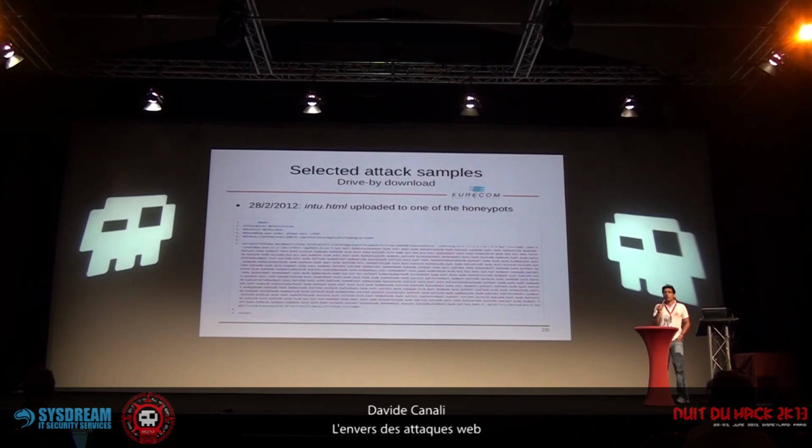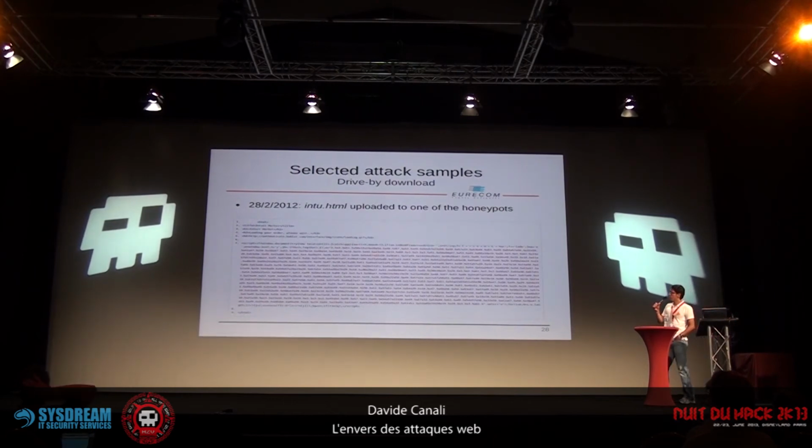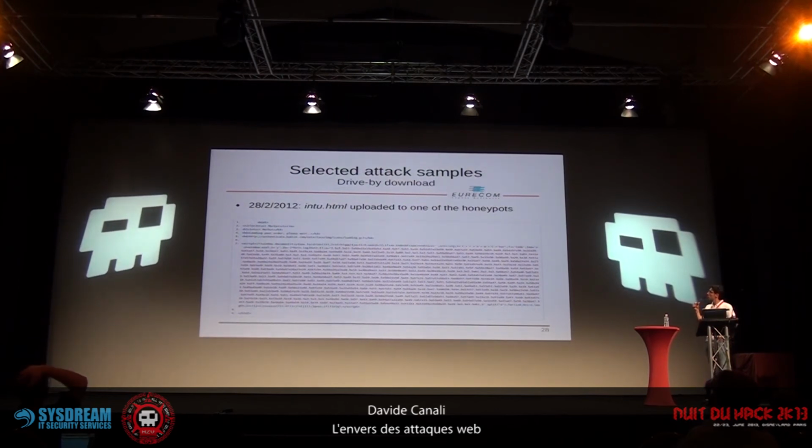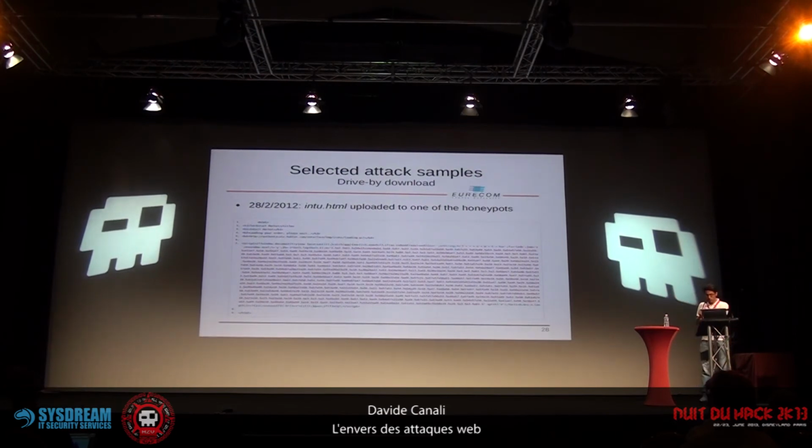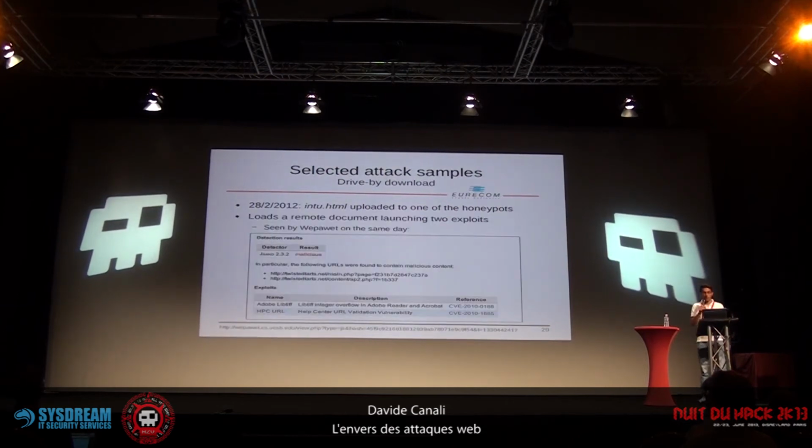Okay, just some examples of attacks we collected on our honeypots. This is an example of a drive-by download we received on the 28th of February last year. It was a file called into.html that was uploaded to one of the honeypots. It contains obfuscated JavaScript, as you can see. Before trying to decode it and wasting time, we just submitted it to Wepawet. And Wepawet had actually already seen the same attack on the same day we collected it. The file was loading a remote document that was launching two exploits. As you can see, it was detected as malicious and launching two exploits against those two CVEs.